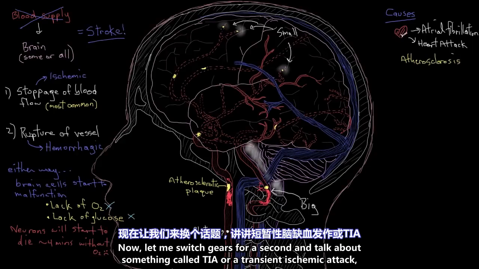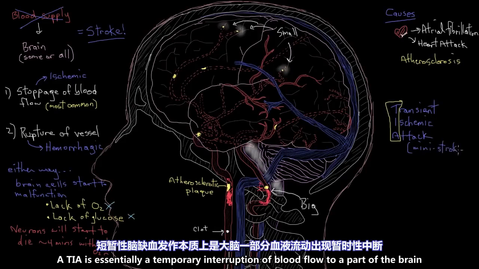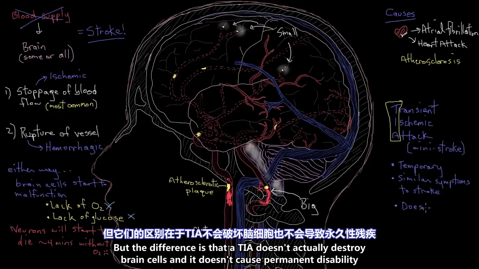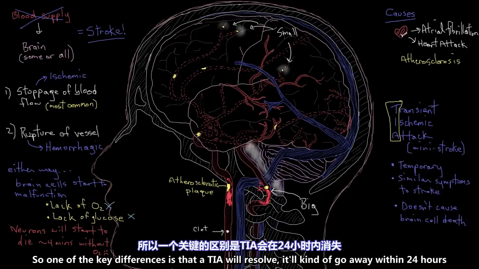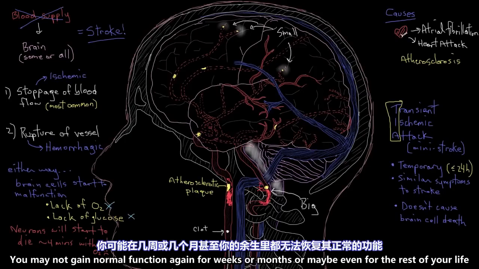Now let me switch gears for a second and talk about something called a TIA, or a transient ischemic attack, also known as a mini stroke. A TIA is essentially a temporary interruption of blood flow to a part of the brain. So the symptoms of a TIA and a stroke are really similar, but the difference is that a TIA doesn't actually destroy brain cells and it doesn't cause permanent disability. So one of the key differences is that a TIA will resolve, it'll go away within 24 hours, whereas if you've had a proper stroke, you may not gain normal function again for weeks or months, or maybe even for the rest of your life.